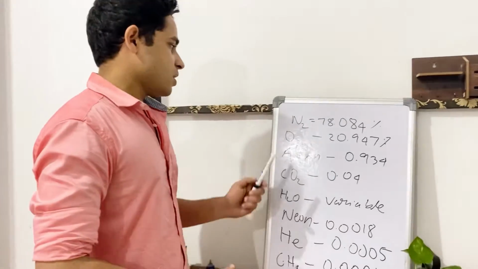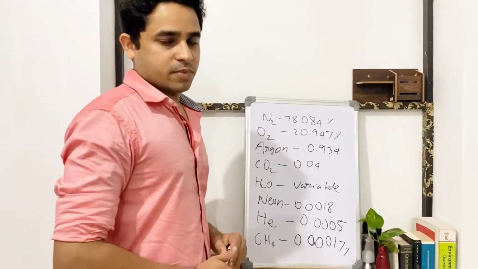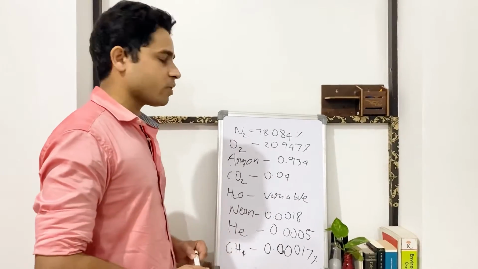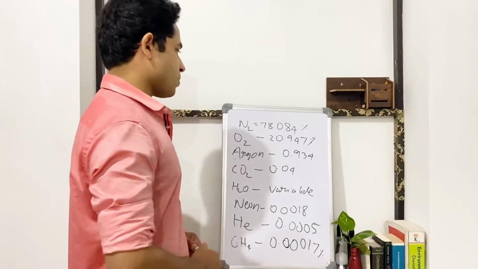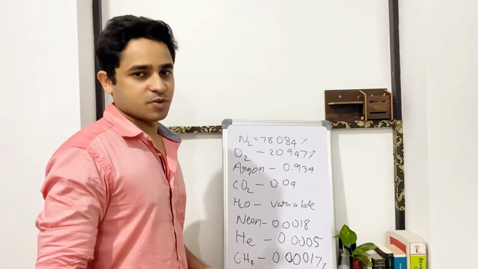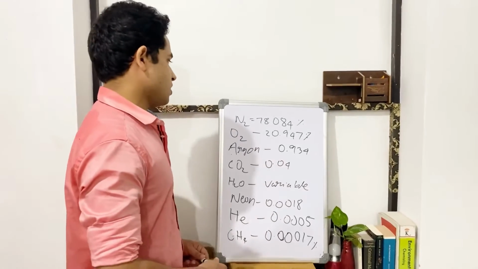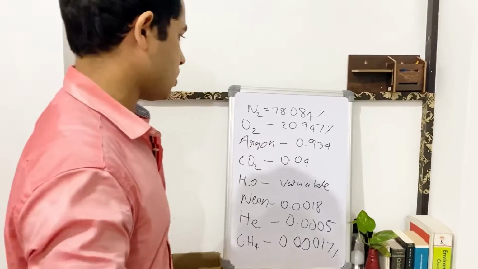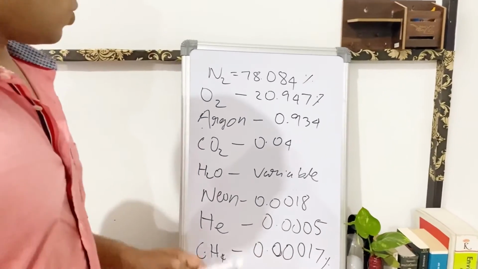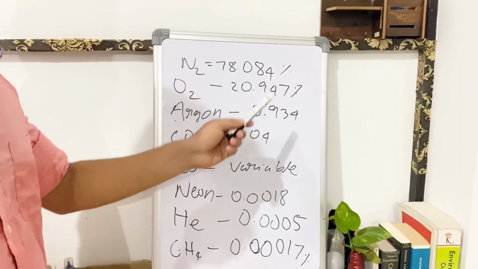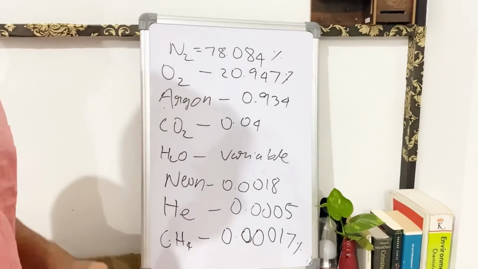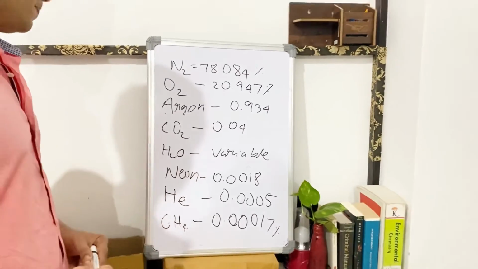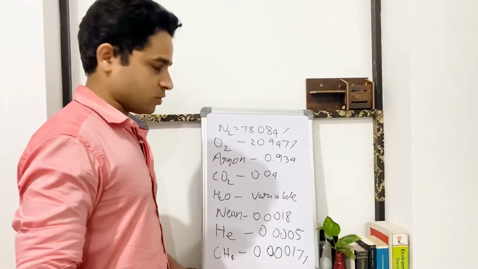Okay, so dinitrogen makes up the lion's share of gas in the atmosphere, which is 78.084%, followed by our life source, oxygen, dioxygen, 20.947%. It is the exact amount. Some papers will tell you 21%, which is the rounded version of 20.9. So the exact amount of oxygen in the atmosphere is 20.947%, followed by argon.